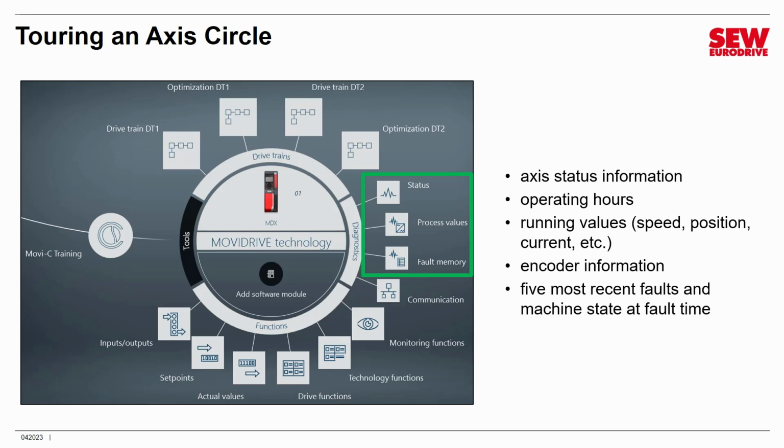So if you have a VFD that keeps faulting for some reason, go to the fault memory. That gives you a snapshot of the 5 most recent faults and a lot of information about what the VFD was reading as the drive faulted. That can be used to solve problems. Very important.